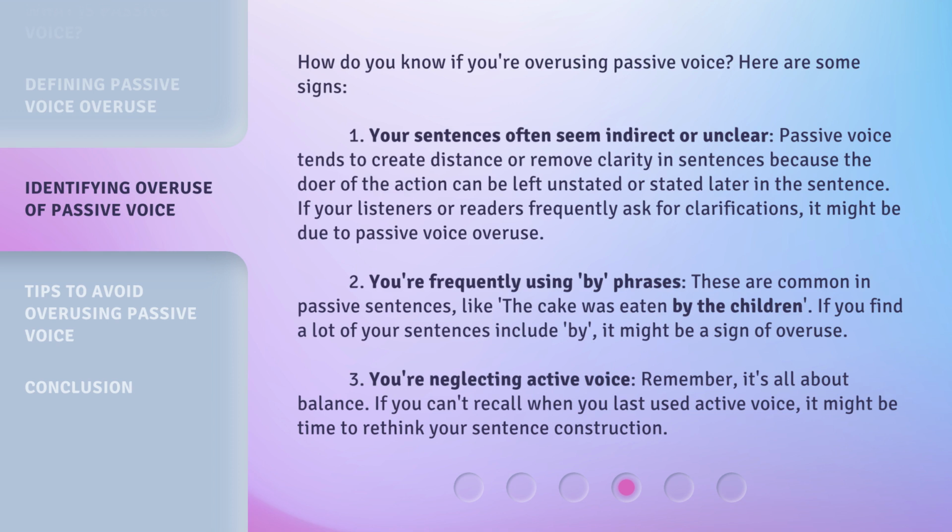2. You're frequently using by phrases. These are common in passive sentences, like, "The cake was eaten by the children." If you find a lot of your sentences include by, it might be a sign of overuse. 3. You're neglecting active voice. Remember, it's all about balance. If you can't recall when you last used active voice, it might be time to rethink your sentence construction.